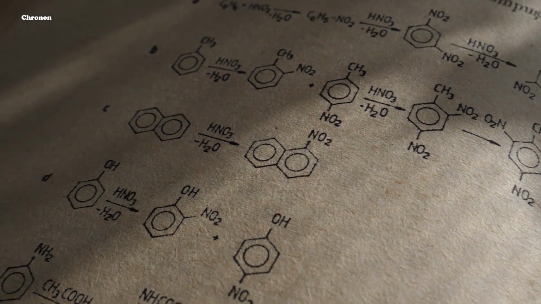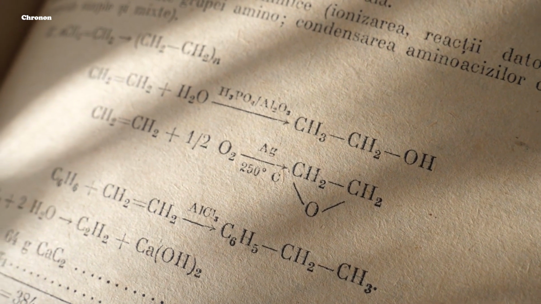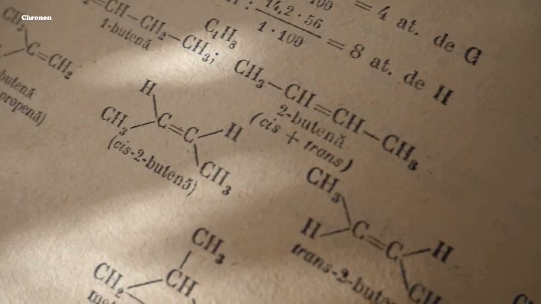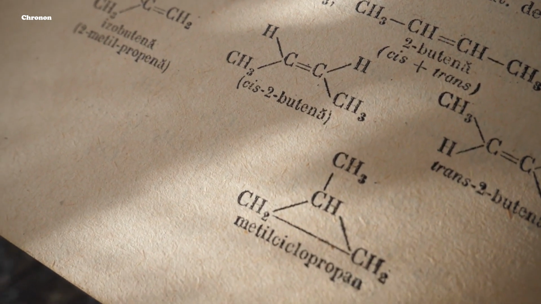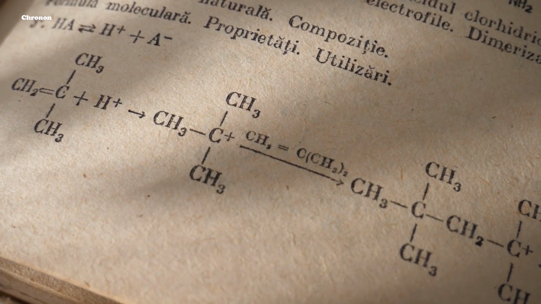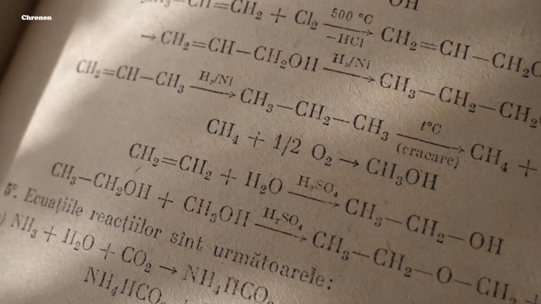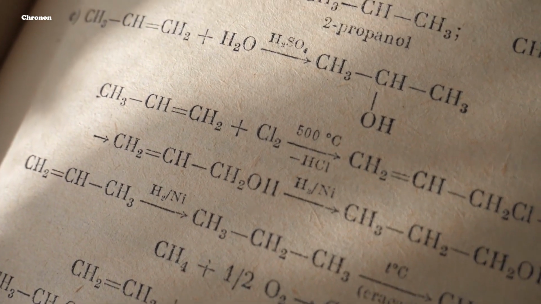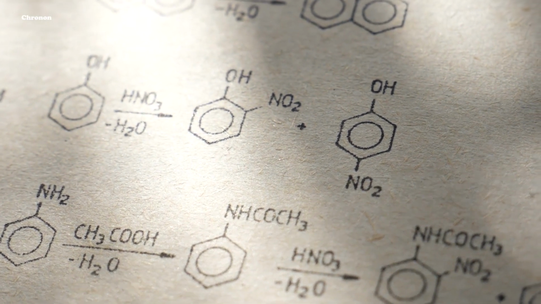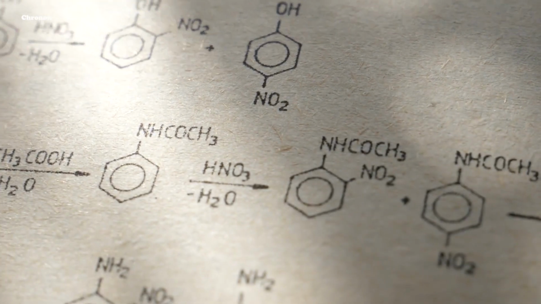Despite its limitations, Newlands Law of Octaves contributed to the understanding of periodicity and the need for organizing elements based on their properties. It played a crucial role in the development of the modern periodic table, which is based on the periodic law and the arrangement of elements according to their atomic number. It's important to note that while Newlands Law of Octaves had shortcomings, it represented an important step in the evolution of our understanding of the periodicity of elements and laid the foundation of subsequent advancement in the field of chemistry.